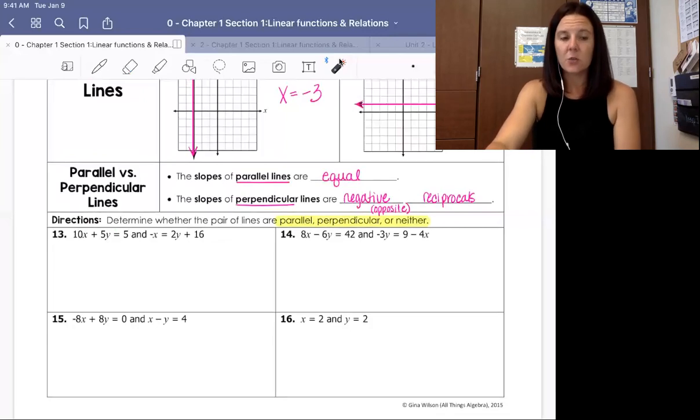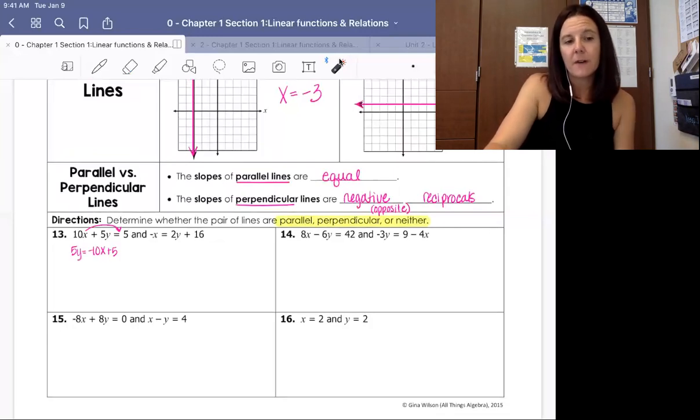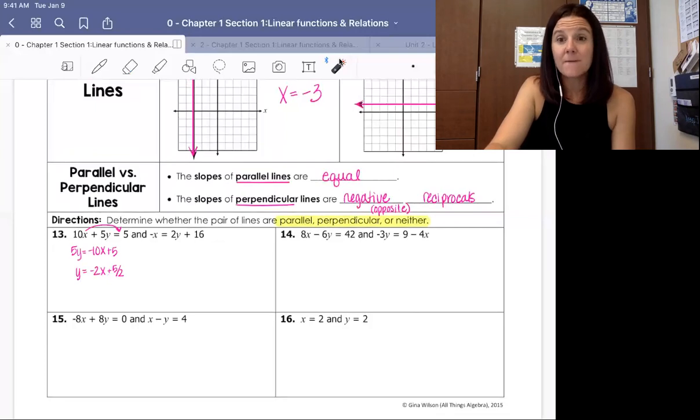On the first equation, we're going to rewrite it in slope-intercept form. So we're going to move the 10x to the other side, which gives us 5y equals -10x plus 5. Divide everything by 5 to get the y completely by itself. And when we divide everything by 5, you don't get that. That was my mistake. I did that wrong. It's y equals negative 2x plus 1.